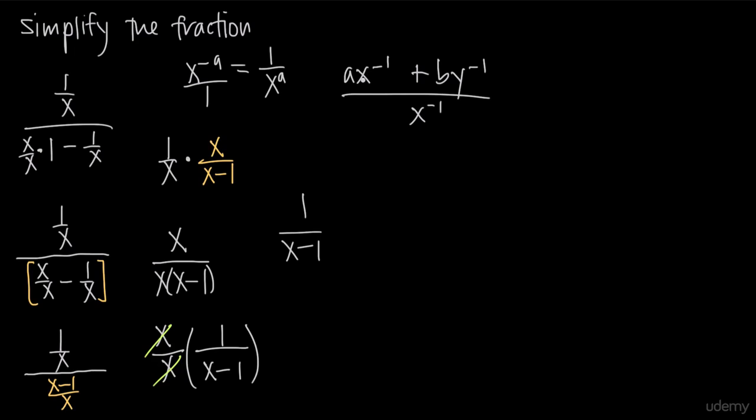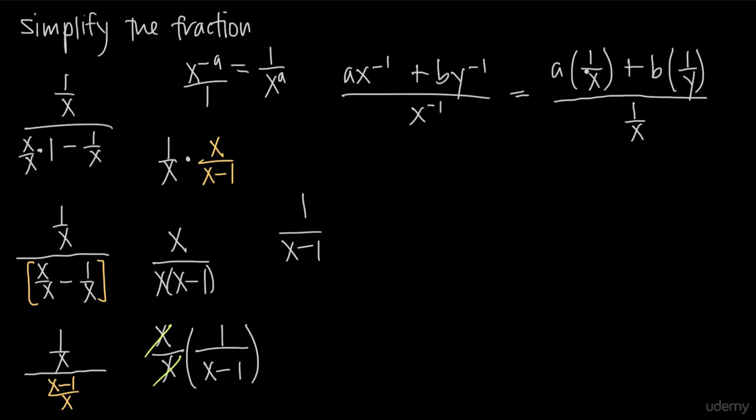So when we have a times x to the negative 1, what we can do is say a times 1 over x to the 1. So 1 over x to the 1, or just 1 over x. We just move that x to the denominator in order to make the exponent positive. Same thing here, we get plus b times y to the negative 1, or 1 over y to the 1, or just 1 over y. So we get that in our numerator, and in our denominator, x to the negative 1 is the same thing as 1 over x.